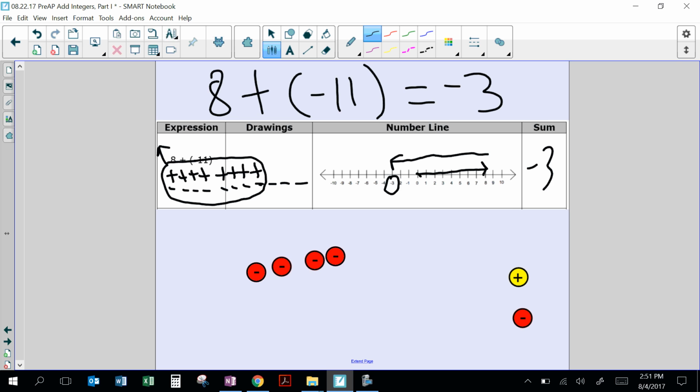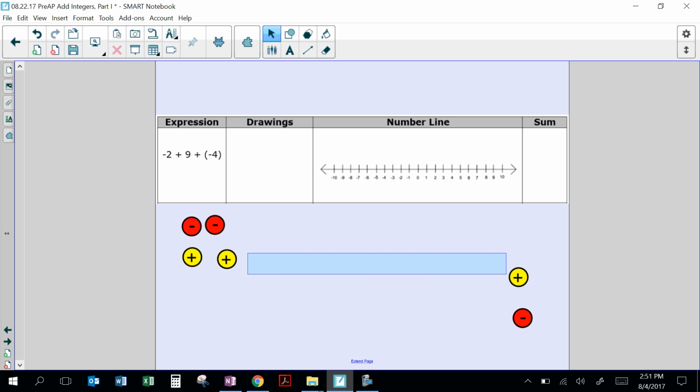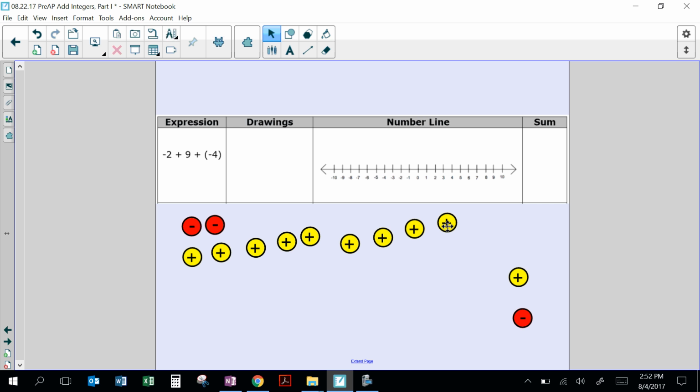Our fourth example. Start with negative 2. So I start with negative 1, negative 2. I'm going to add 9. 9 is a positive. So I'm going to add 9. 1, 2, 3, 4, 5, 6, 7, 8, 9. Then I'm going to add 4 negatives to this picture.